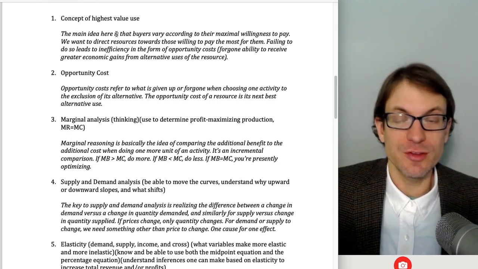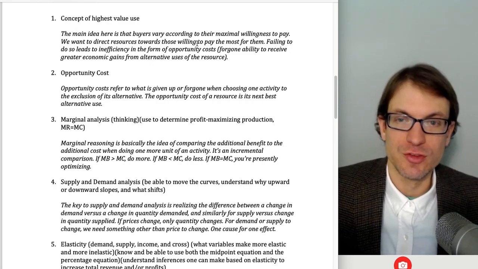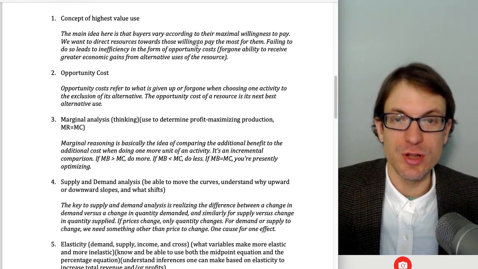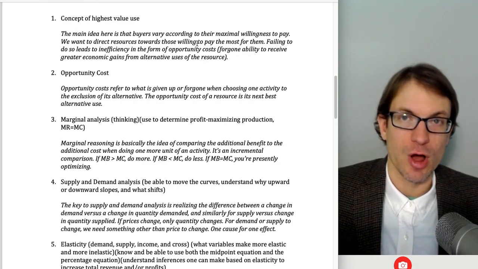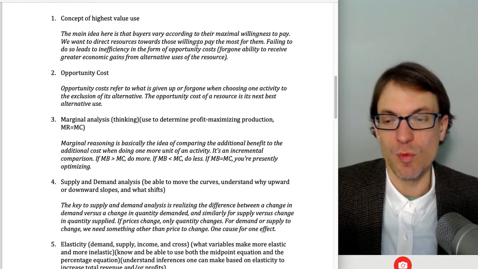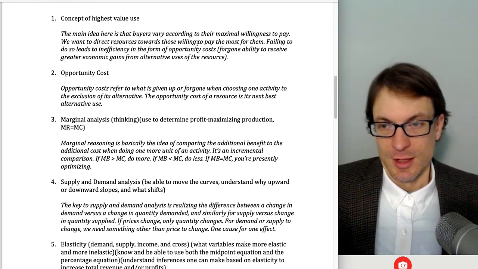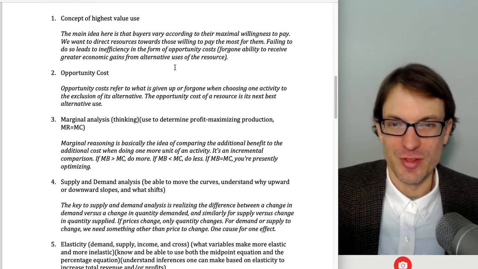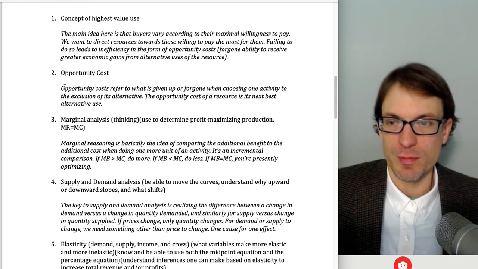Now, failing to direct resources towards those with the highest valuation is going to lead to inefficiency, and it's going to lead to us incurring opportunity cost, for instance, the foregone ability to receive the greater economic gains from the alternative use of the resource. If you use the water for one use, you can't possibly use it for something else. Or at least you can't use that same instantiation of the resource for the other use. And so you forego the ability to use that resource for the other purpose.